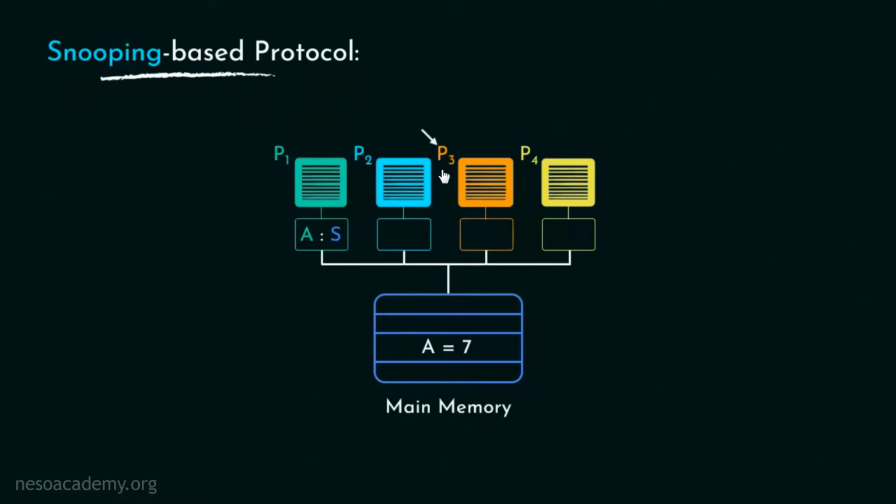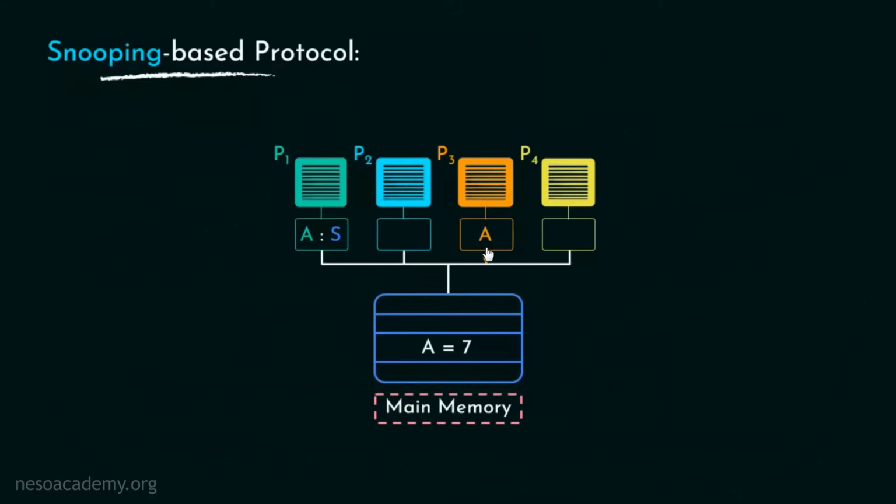Similarly, suppose P3 also wants to access a, and now a read request for a will be placed on the bus by P3. At this point, P2 and P4, since they don't have any copy of a, will simply ignore the request. However, P1 has a copy of a present in its cache. But then again, it's in shared state. So instead of providing a to P3, it will ignore the request. Therefore, just to maintain the uniform nature of the protocol, finally a will be provided to P3 by the main memory.